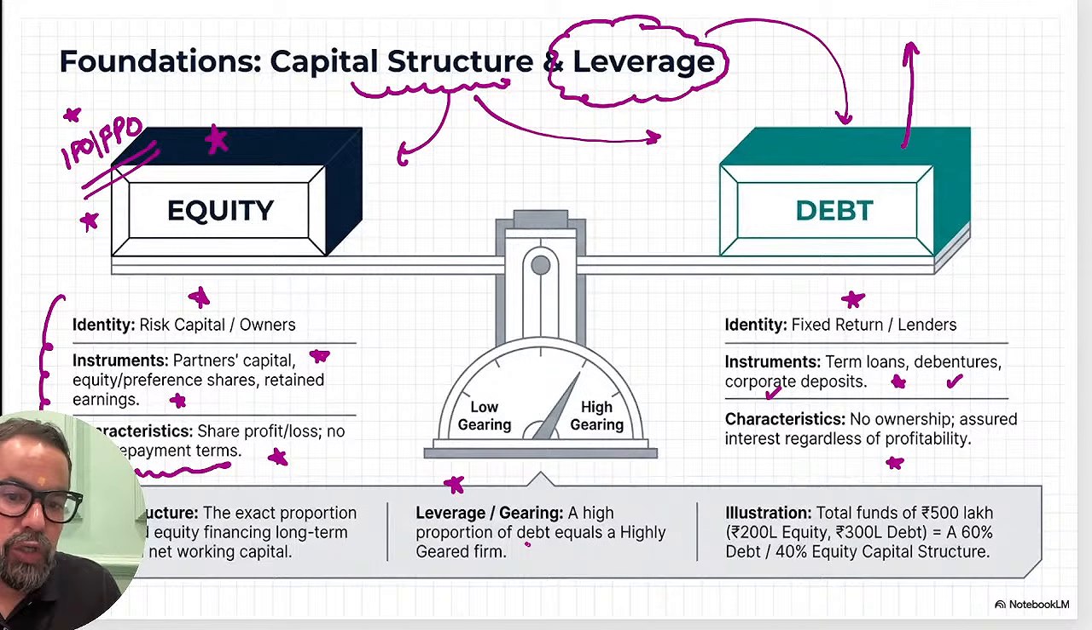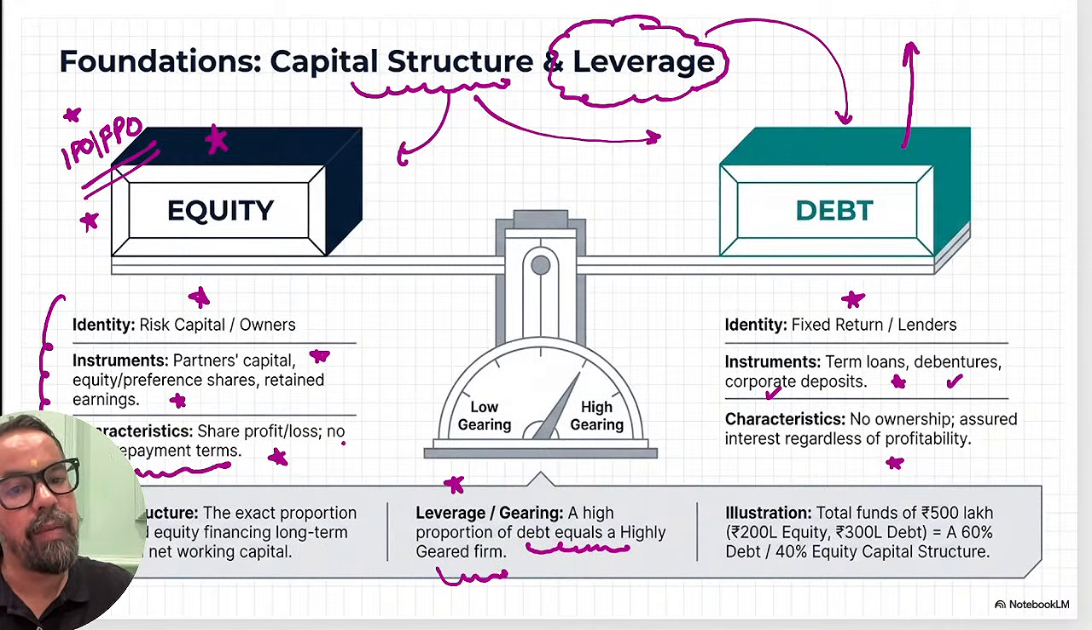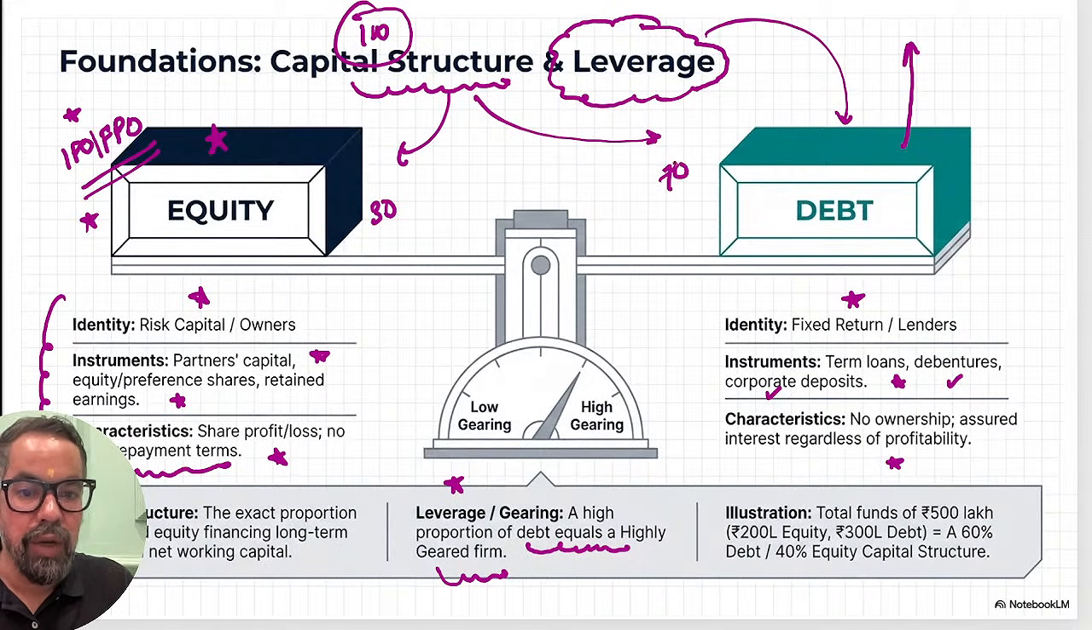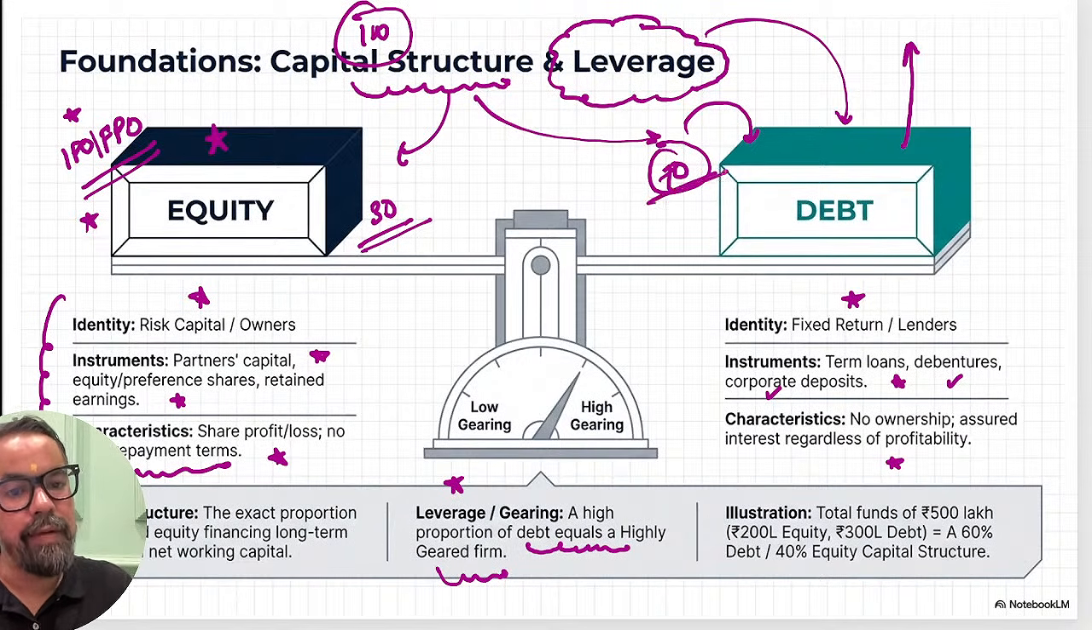A high proportion of debt means a highly geared firm, that is, the company has raised the maximum portion of its capital structure through debt. Let's say the capital is 100 crore rupees, and it is 30 is to 70, meaning 70 crores they have raised through debt and 30 crore they have raised through equity. Here they will be having a tax benefit, right?